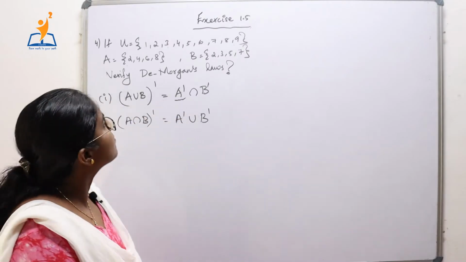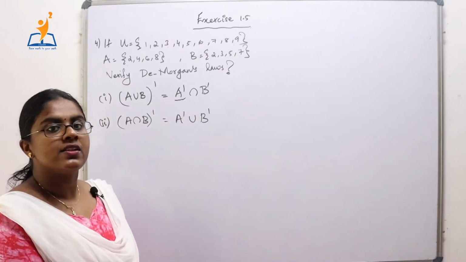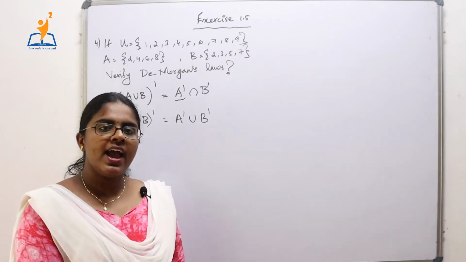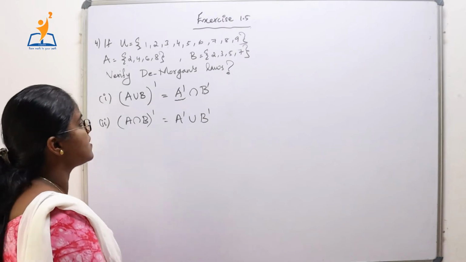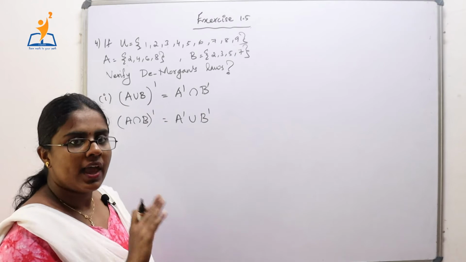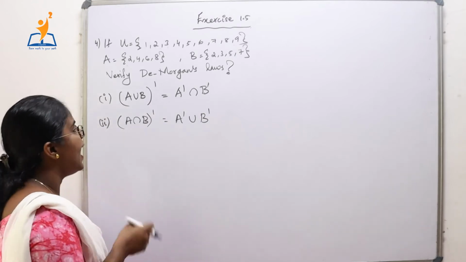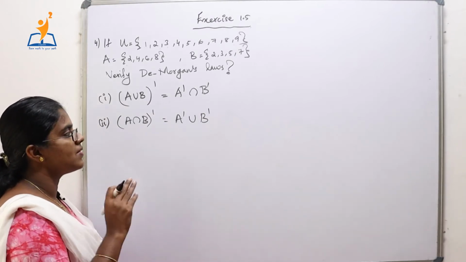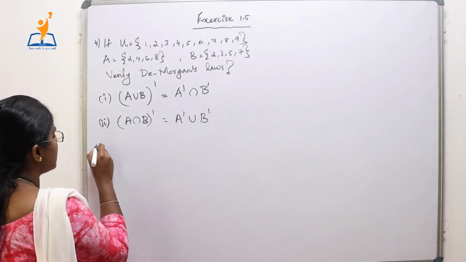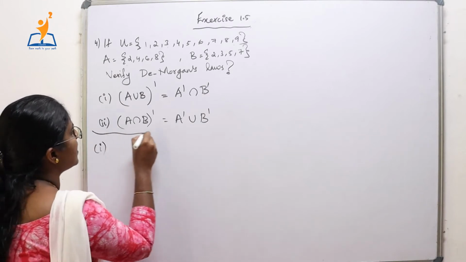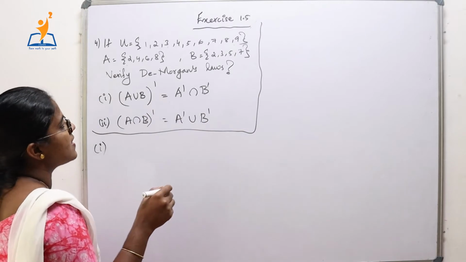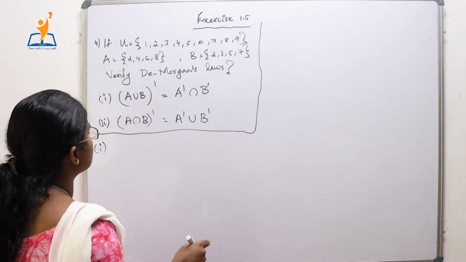Now the fourth question is to verify De Morgan's law. We are given a universal set and two sets A and B, and we are asked to verify De Morgan's laws. We know that De Morgan's laws are: A union B the whole complement is equal to A complement intersection B complement, and A intersection B the whole complement is equal to A complement union B complement. First of all, we are going to verify the first law, that is A union B the whole complement is equal to A complement intersection B complement.